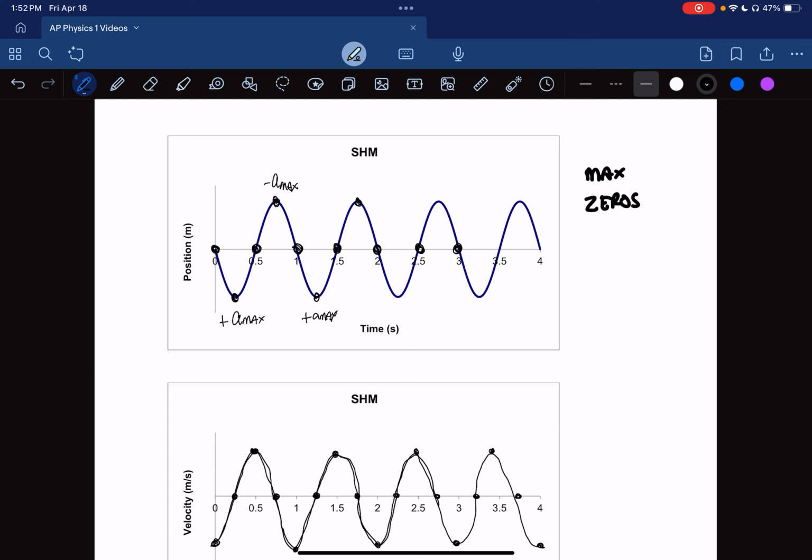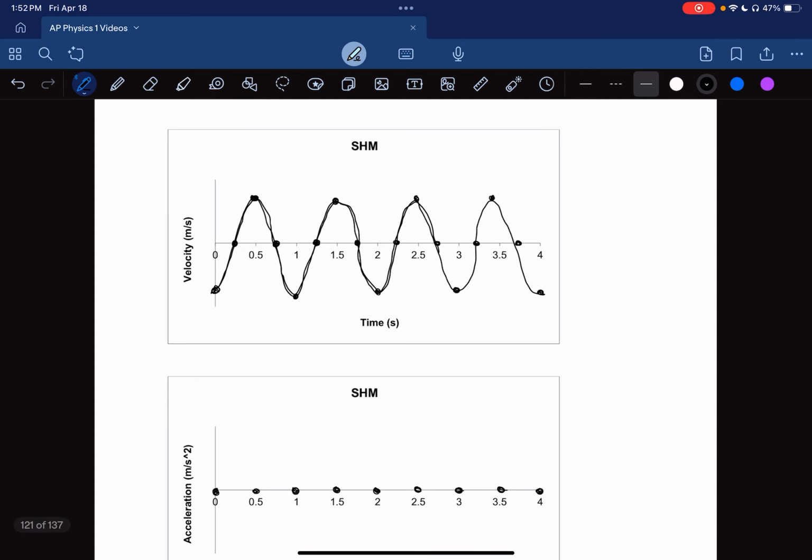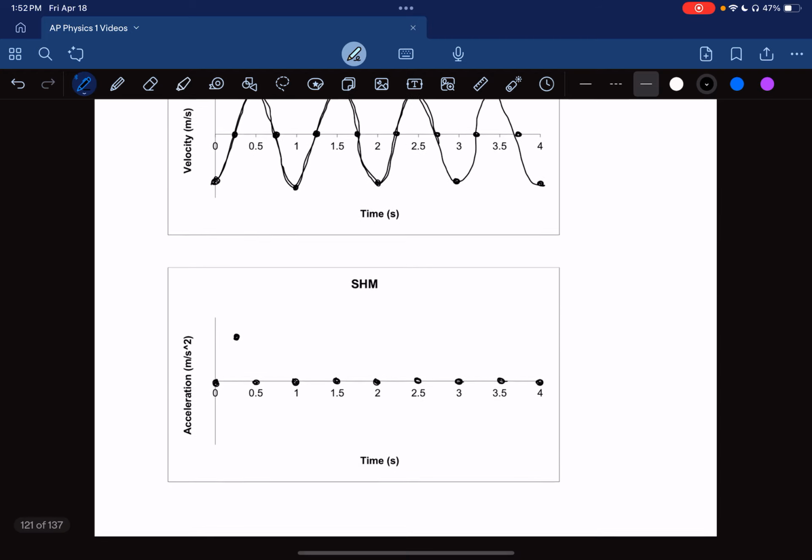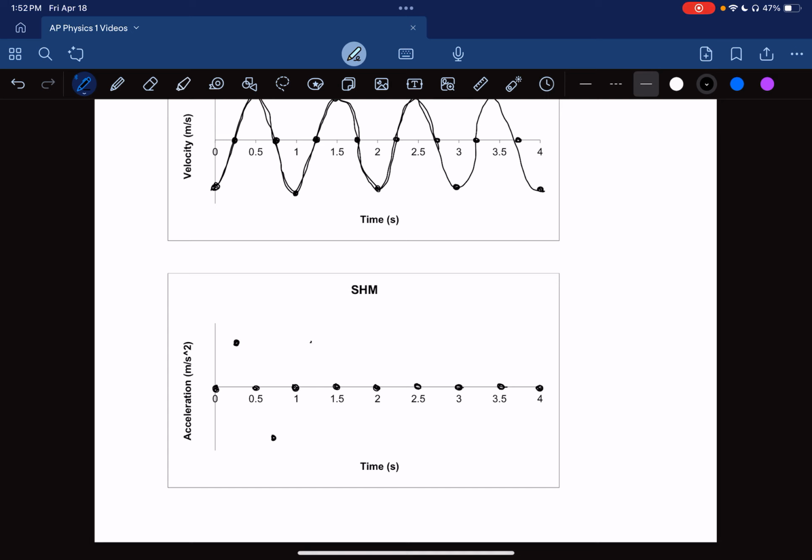So let's see if I can do this. So between 0 and 0.5, that's positive. Between 0.5 and 1, that's negative. And it will alternate like this. And then we'll practice drawing our sinusoidal curve.